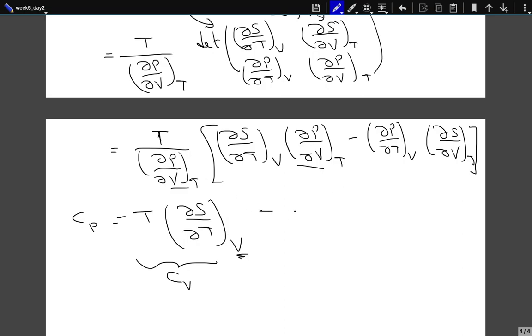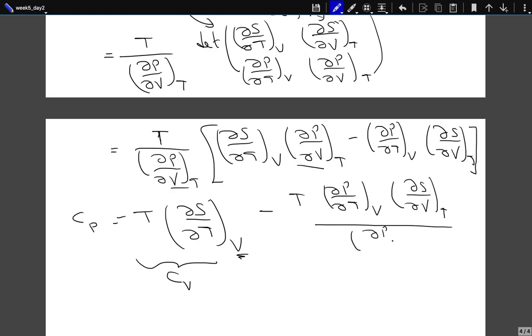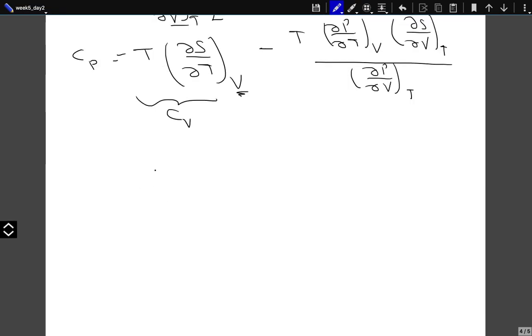Minus what we have, T times dP by dT at constant volume. Here I have dS by dV at constant temperature divided by dP by dV at constant temperature. Well, let's see. So we now have Cp minus Cv. Minus, well, let me just rewrite it down.